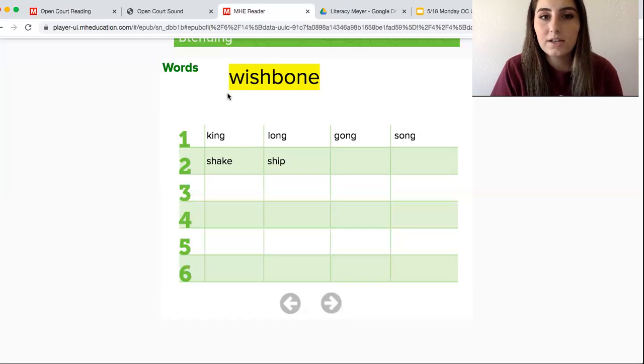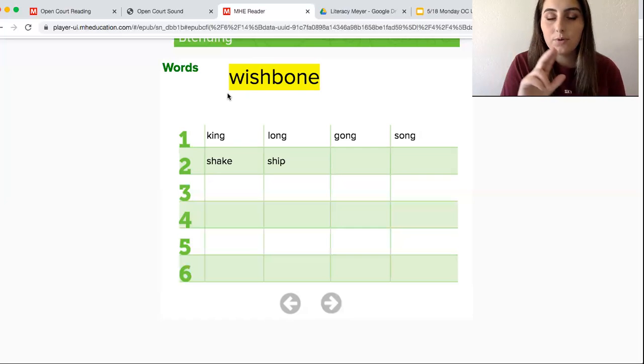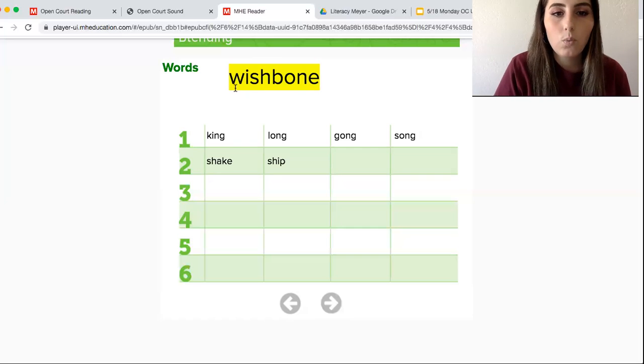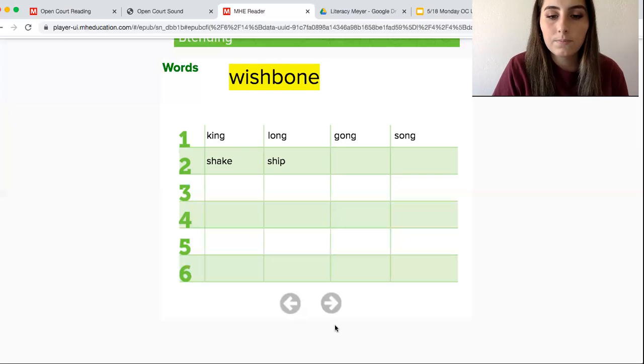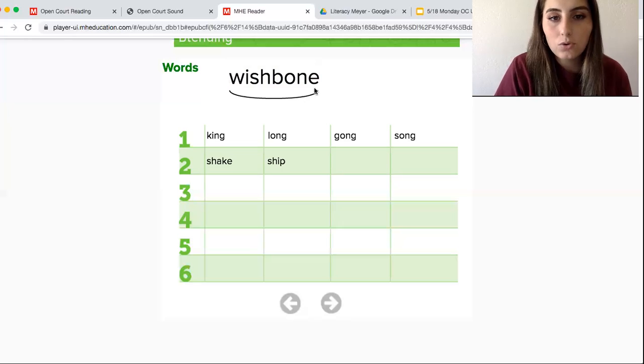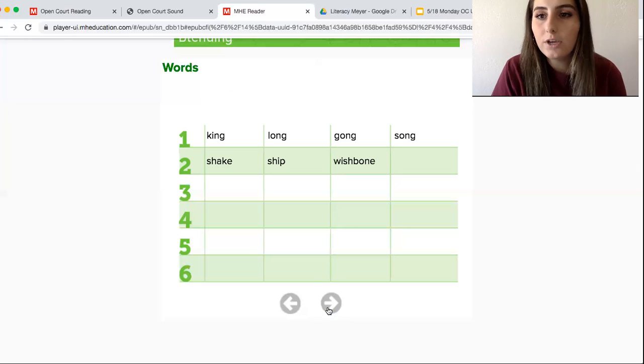Let's say all of the sounds again. So we have two words that we're putting together, so it's a long one. W, I, sh, b, o, n, blend, wish. Bone, let's blend it all. Wishbone, what's the word? Wishbone.